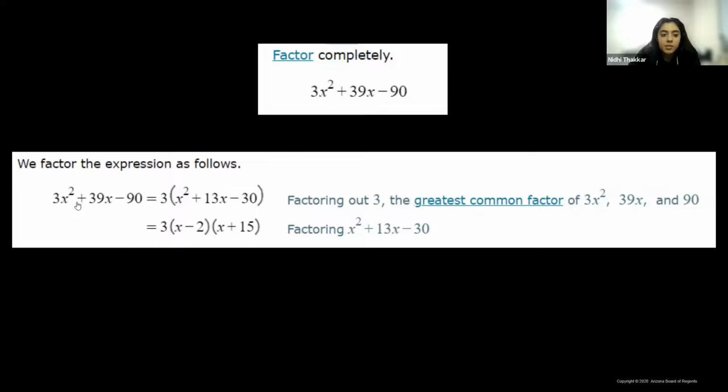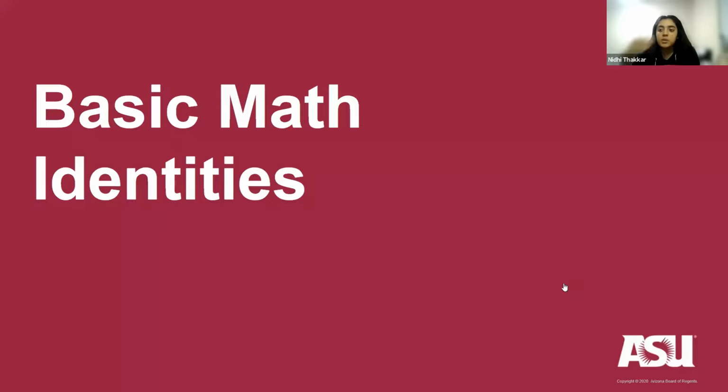So if we have 3x squared plus 39x minus 90, we can factor the 3 out because that is the greatest common factor. And if we take out the 3, it would be x squared plus 13x minus 30. And this is the simple equation that we are used to solving now. If we solve this, we would get (x minus 2) and (x plus 15). So by just factoring a common thing out, you can make the equation much simpler and solve it a bit faster. So that was another one.